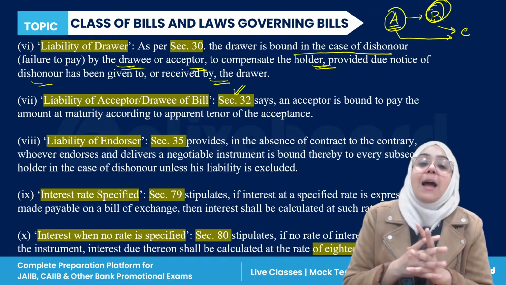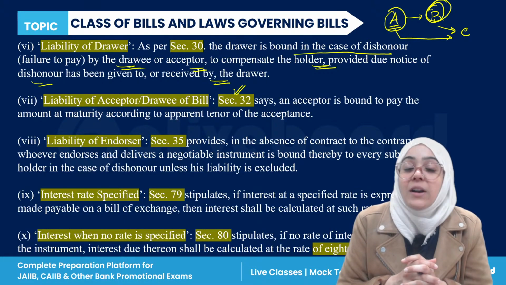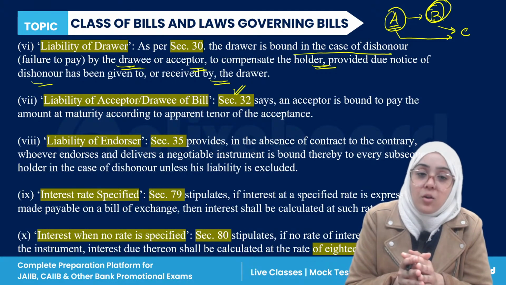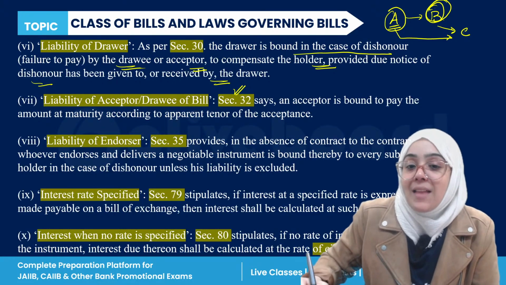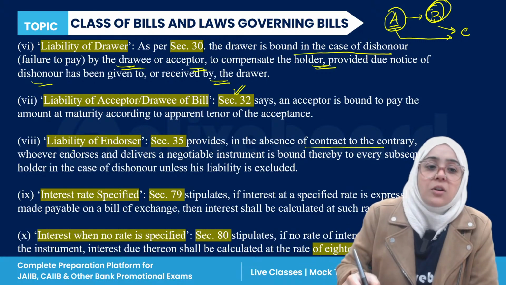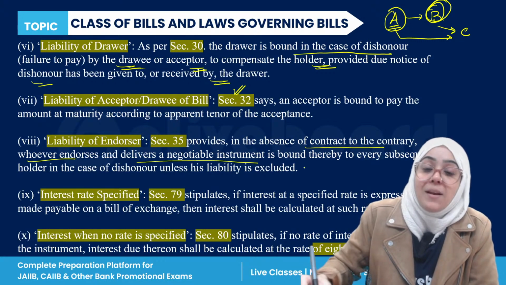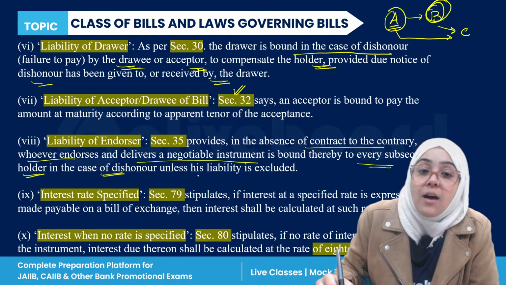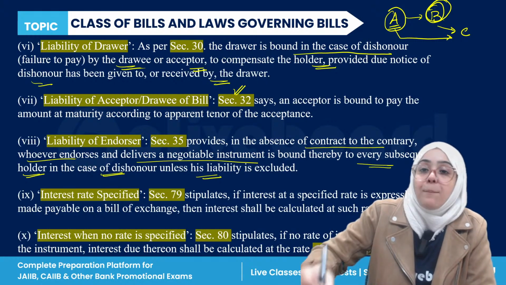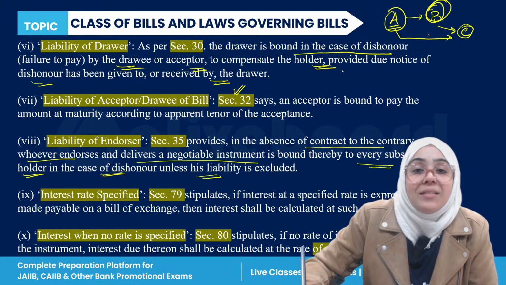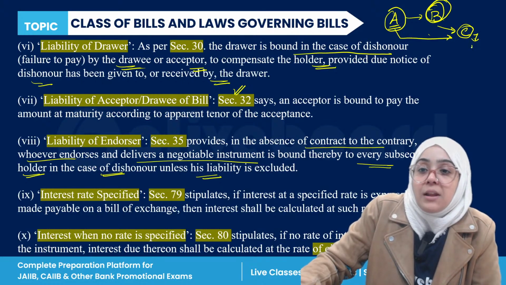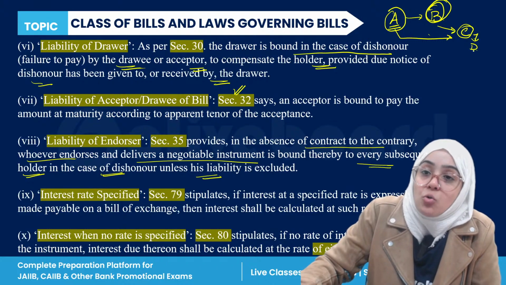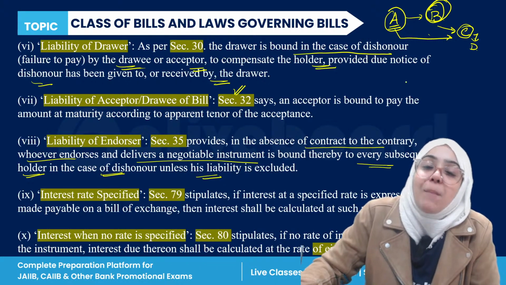Okay. Now, what is the liability of the endorser? The one who has endorsed the bill. Section 35 provides that in the absence of a contract to the contrary, whoever endorses and delivers a negotiable instrument is bound thereby to every subsequent holder in case of dishonor, unless his liability is excluded. For example, now in this case, C is entitled to receive the payment. C has endorsed the bill to D, right? Now if B defaults on payment to D, then C is responsible for paying D.